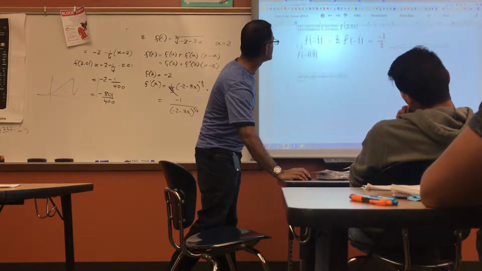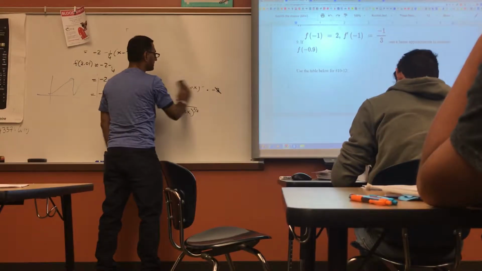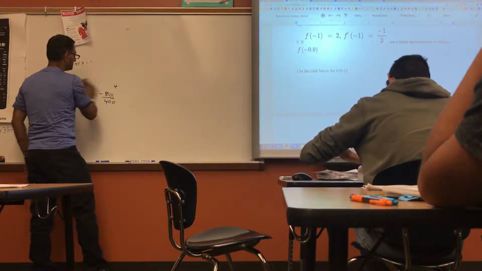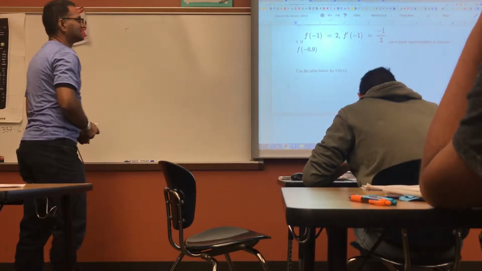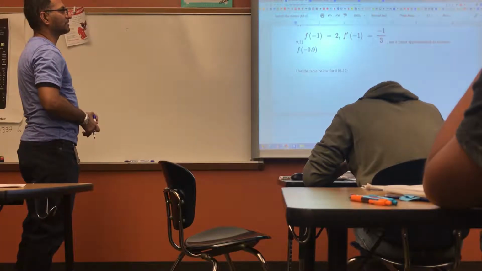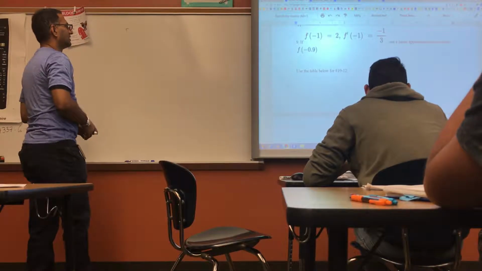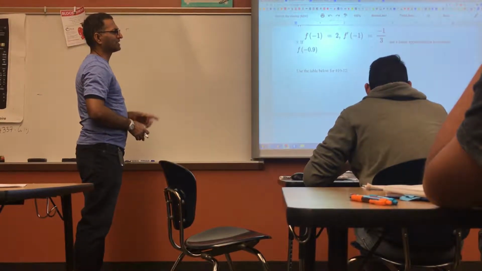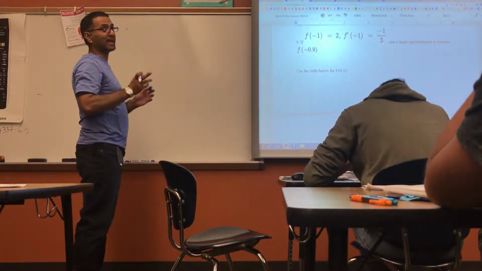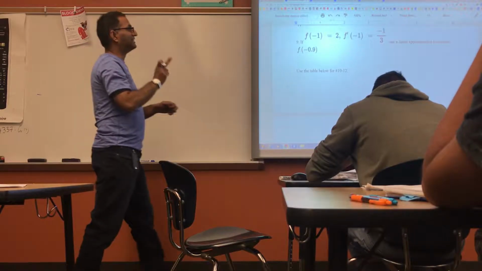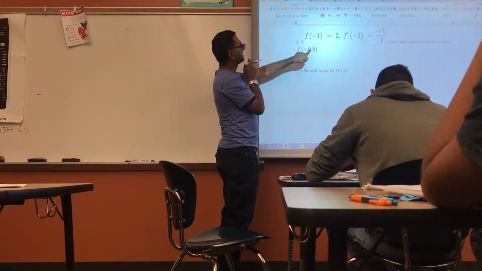Okay, let's do number 9, please. Weird looking problem, but that's actually easy. It says if f of negative 1 is 2, f dash of negative 1 is negative 1/3, use a linear approximation to estimate f of negative 0.9. So what is it? Negative 0.9? The x value. Okay, let's then be smart. If that's the x value, what should the a value be? Negative 1. Well, that's the one they're giving us.